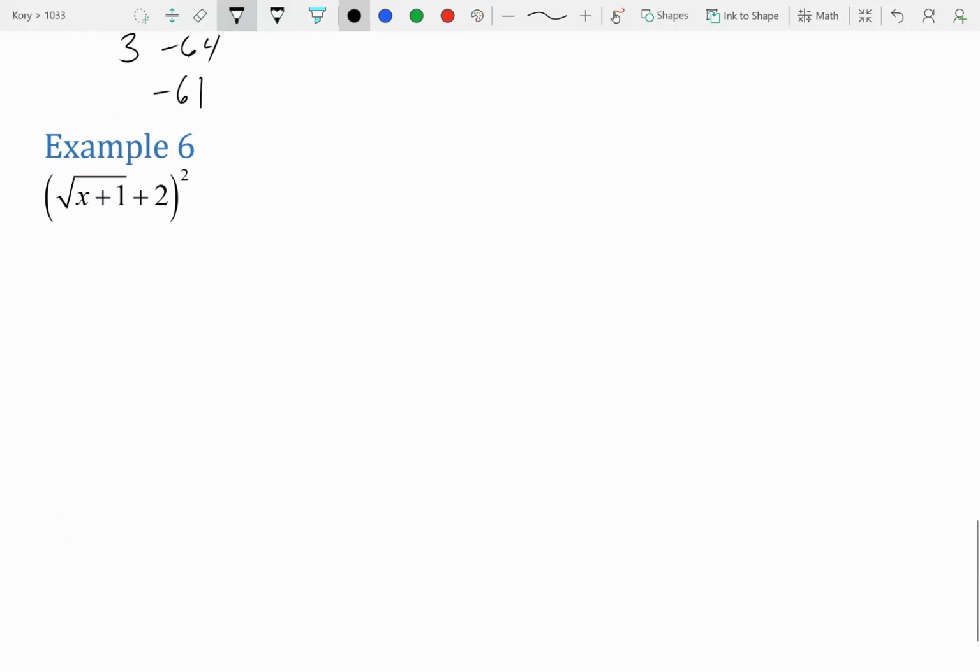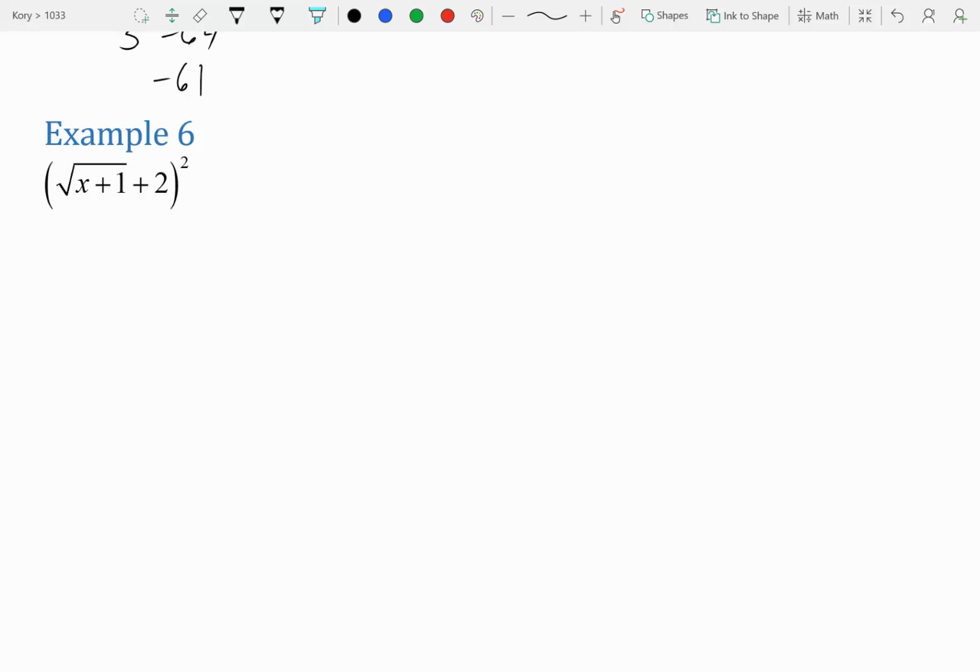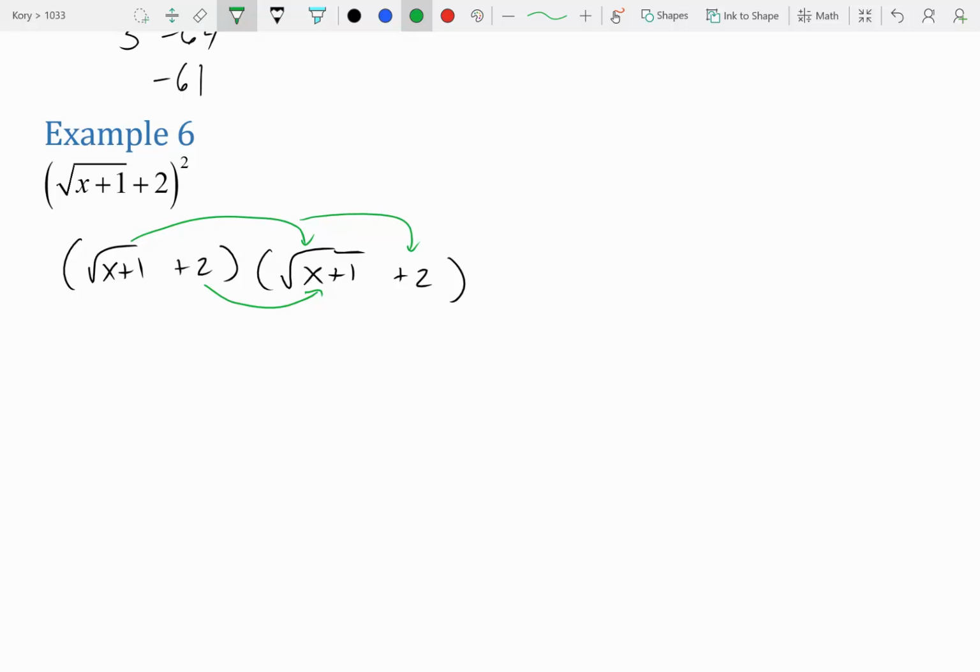Alright, example 6. We're squaring these, so what that means is we have the square root of x plus 1, plus 2, times the square root of x plus 1, plus 2. So again, we're going to FOIL, our favorite four-letter F word. So we have the square root of x plus 1 times the square root of x plus 1.